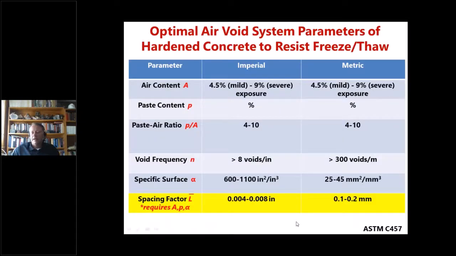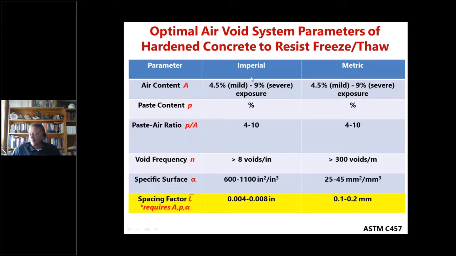At the end of the day, ASTM C457 gives recommended values for these individual parameters. Depending on the exposure, Arizona versus New York City, the air content depends, anywhere from 4.5 to maybe 9% based on the exposure. The paste content is what it is. Paste to air ratio, they recommend between 4 and 10.